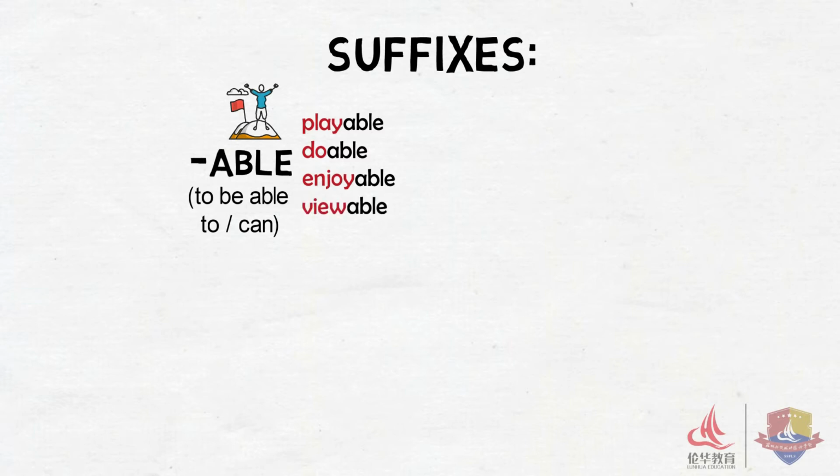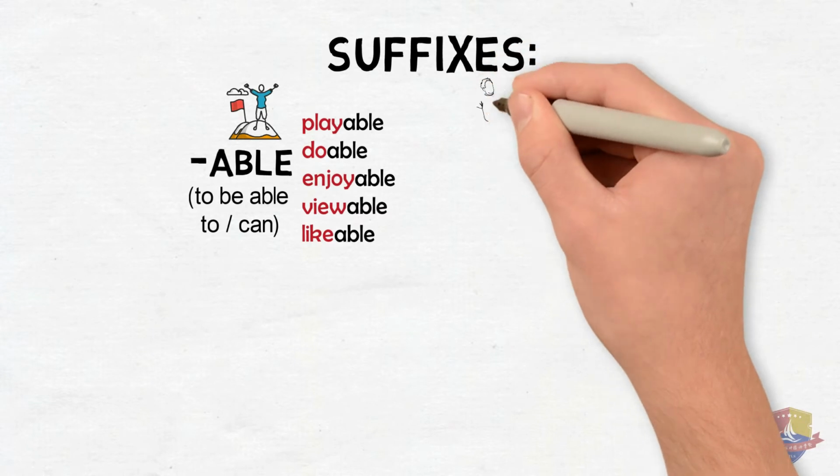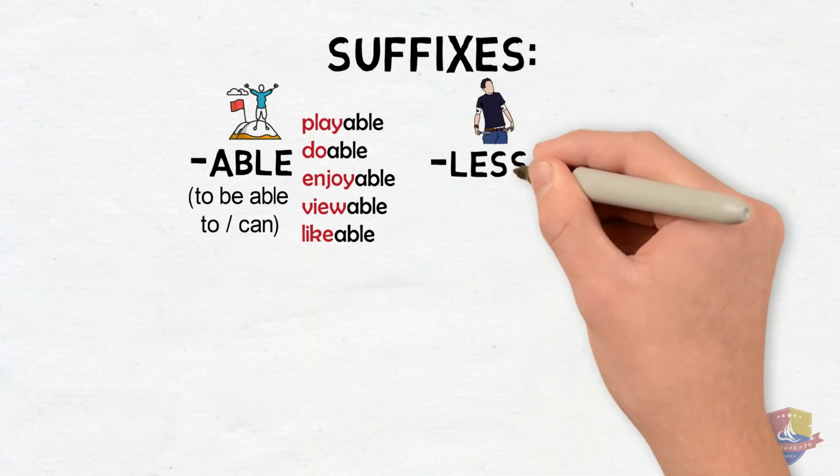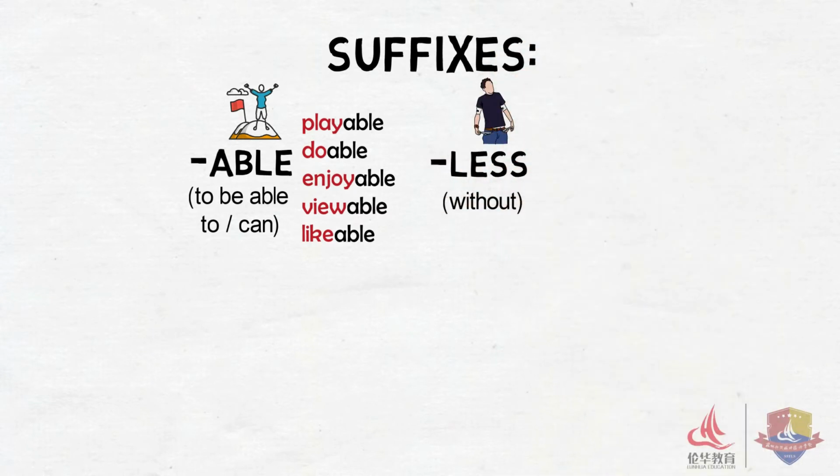Viewable is something that you can view or see. And last here is likable, or something that you can like. The second suffix that we have is less, which means without or lacking. Powerless means something that does not have any power. It could be talking about a person or electricity.